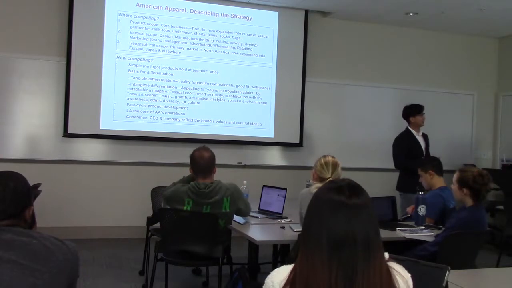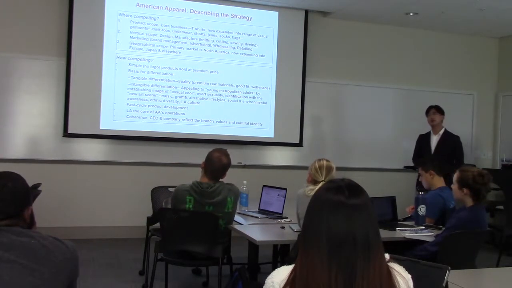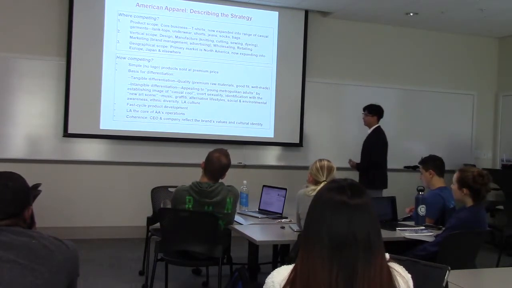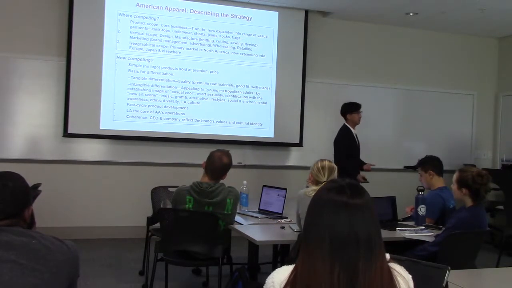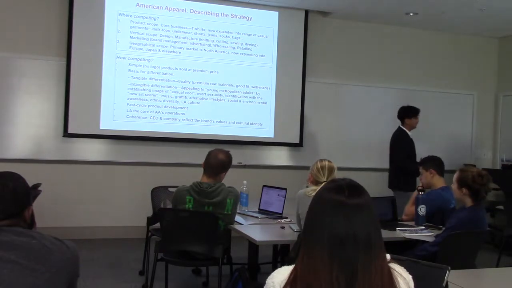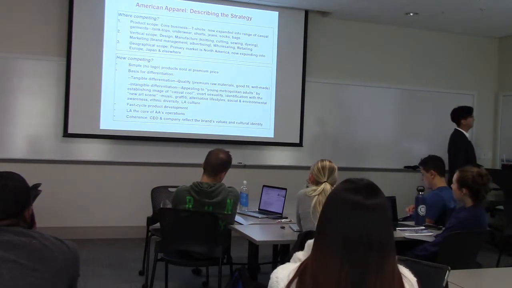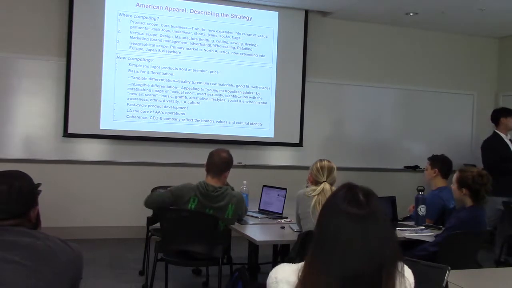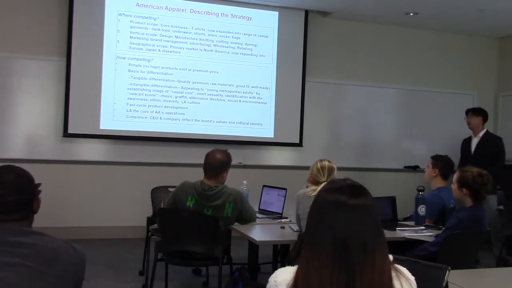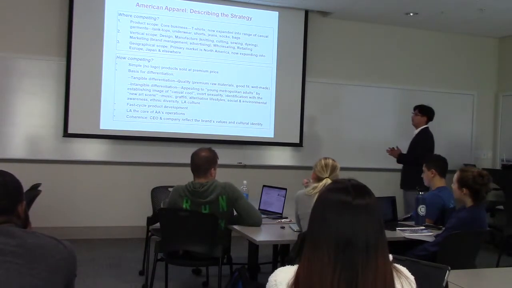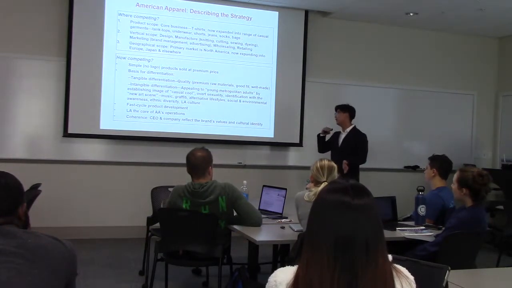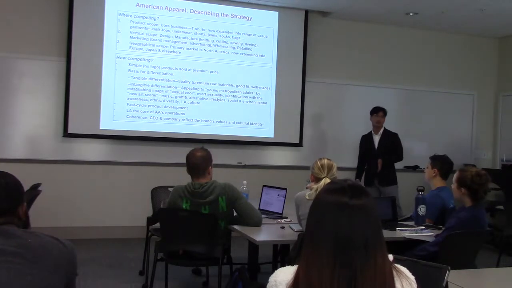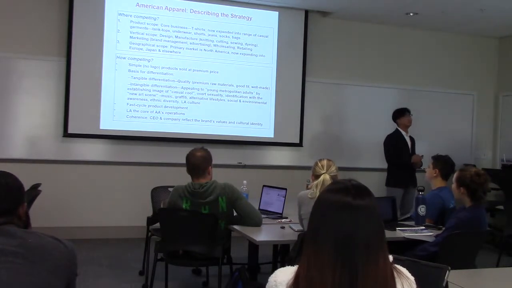And then they had fast cycle product development. So they had about a 6 to 8 week cycle of new products, whereas the industry on average took about 6 months to change into different products. So they had a really fast cycle of new product development, and LA is the core of the operations and their business strategy. So their strategy was coherent, so strategic fit was there because the CEO and the company reflected the brand's values and identity, right?